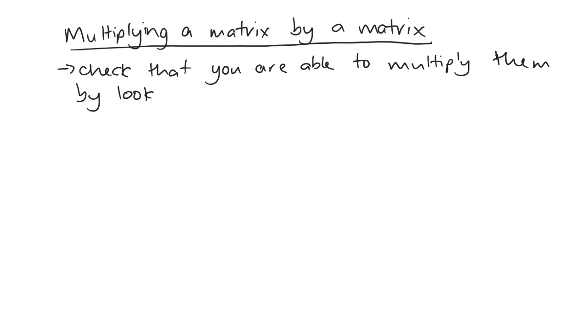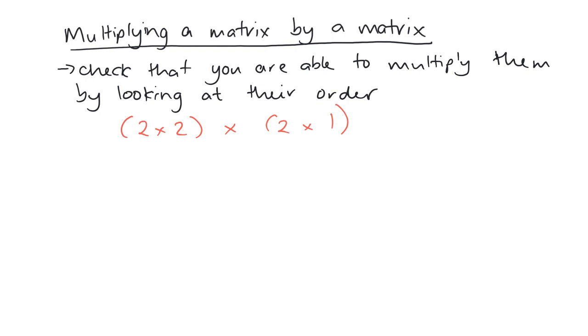So you have to look at their order to see if you can multiply them. If we have a 2 by 2 matrix and we want to multiply it by a 2 by 1, remember that's the rows and the columns, we look at the two inside numbers. These numbers are the same. Therefore, yep, we can multiply that.